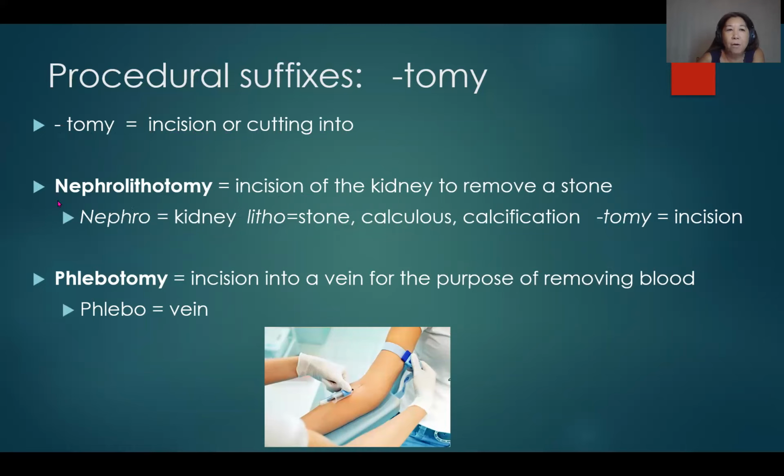So nephro means kidney, litho means a stone or a calculus or a calcification, and tomy means an incision. So a nephrolithotomy is an incision into the kidney to remove a kidney stone.